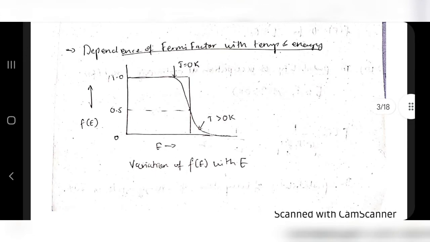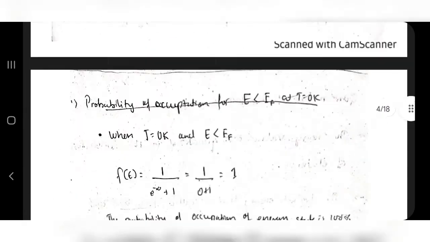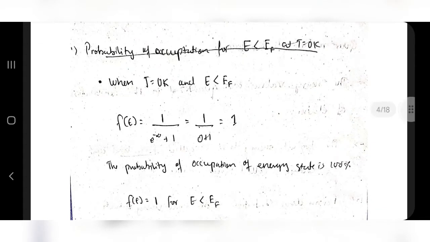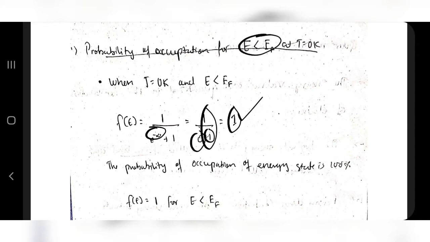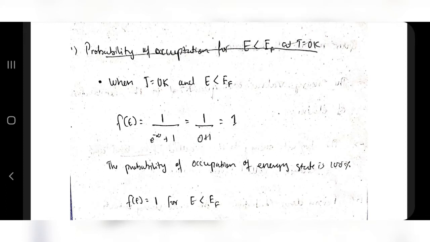Now there are 3 conditions: T equal to 0K, T less than 0K, and T greater than 0K. At these 3 conditions we will find the value of the Fermi factor. At T equal to 0K, E less than Fermi energy: if E is very much less than EF, it will become e power minus infinity, which is nothing but 0, plus 1, and the numerator also has 1, so the answer is 1. F(E) equal to 1 means 100%, so the energy state is 100% occupied if E is less than EF.